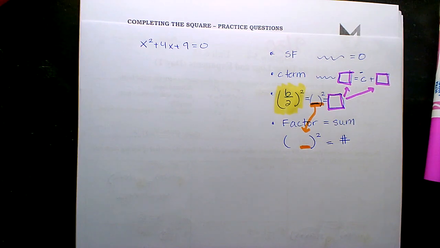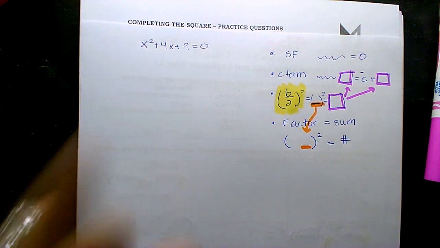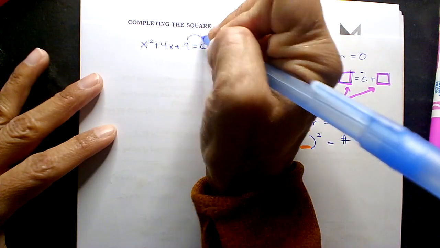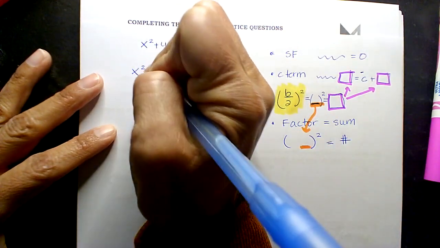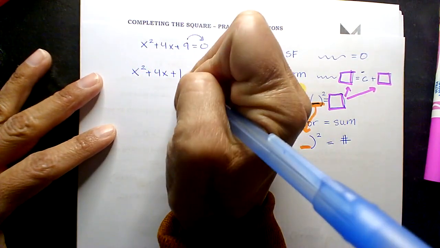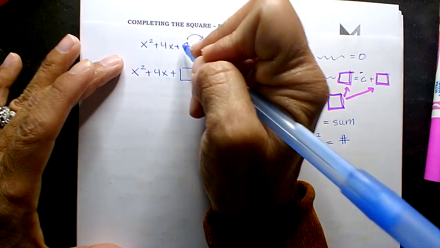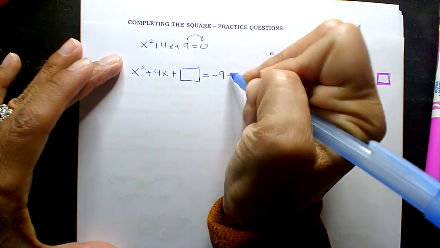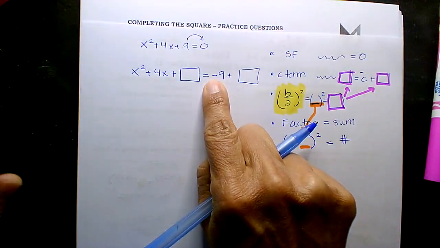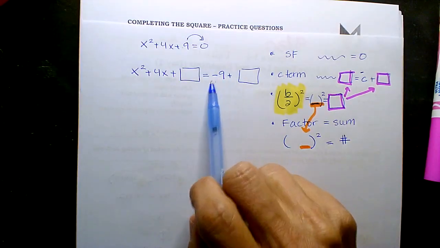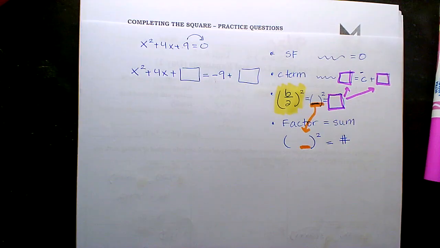Okay, we're going to take our C term, which is positive 9. I'm going to take it over the equal sign, so x squared plus 4x. My space saver will be a box. You could just leave it blank if you want. Positive 9 becomes negative 9 plus a box. This is a common error. Make sure you guys switch that positive to negative or negative to positive.